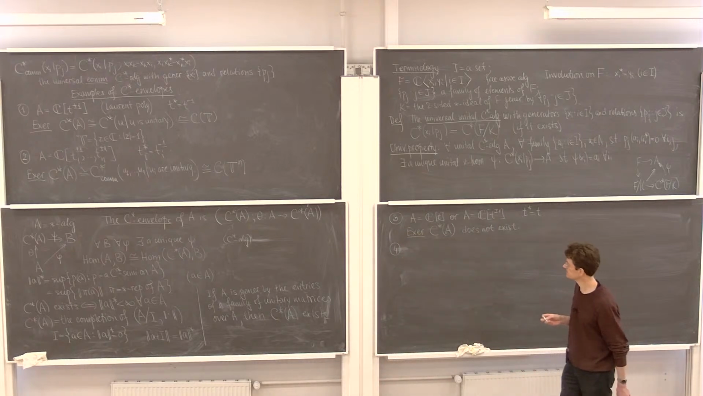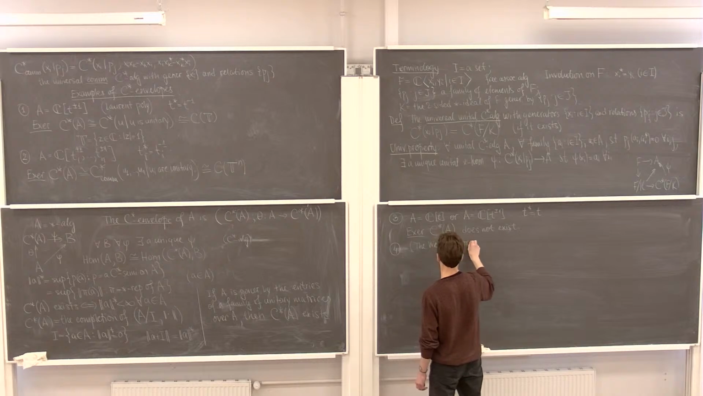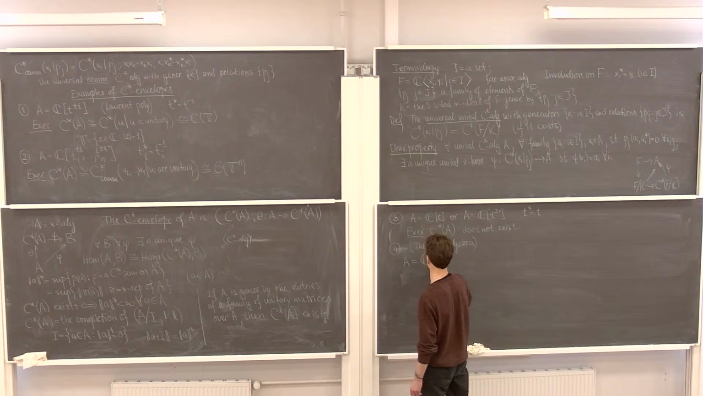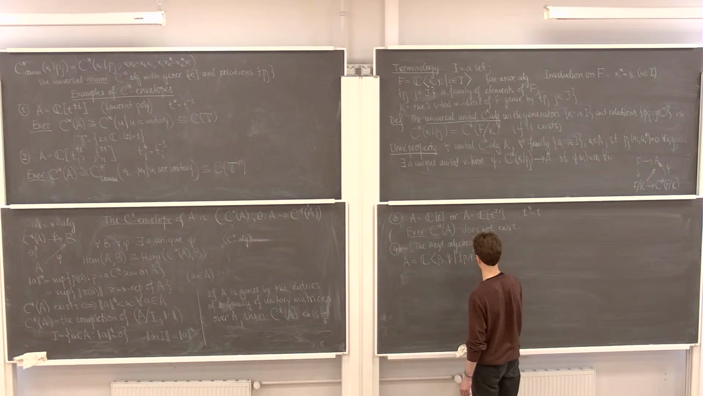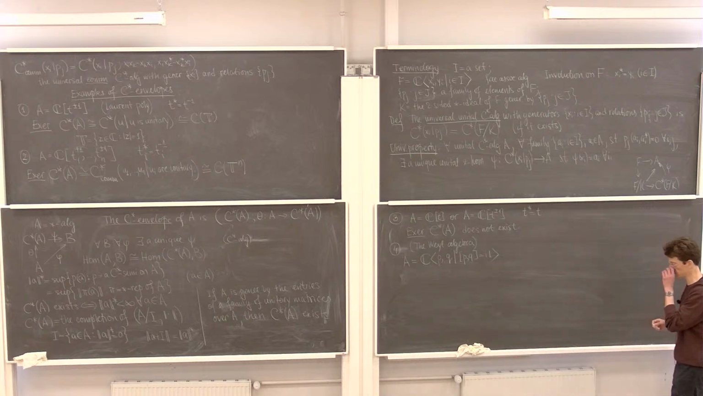Example 4. This is the so-called Weil algebra. The Weil algebra is defined to be the algebra generated by two elements, P and Q, and the following commutation relation. Actually only one relation. The commutator of P and Q is i times the identity. This is the standard algebra of quantum mechanics.